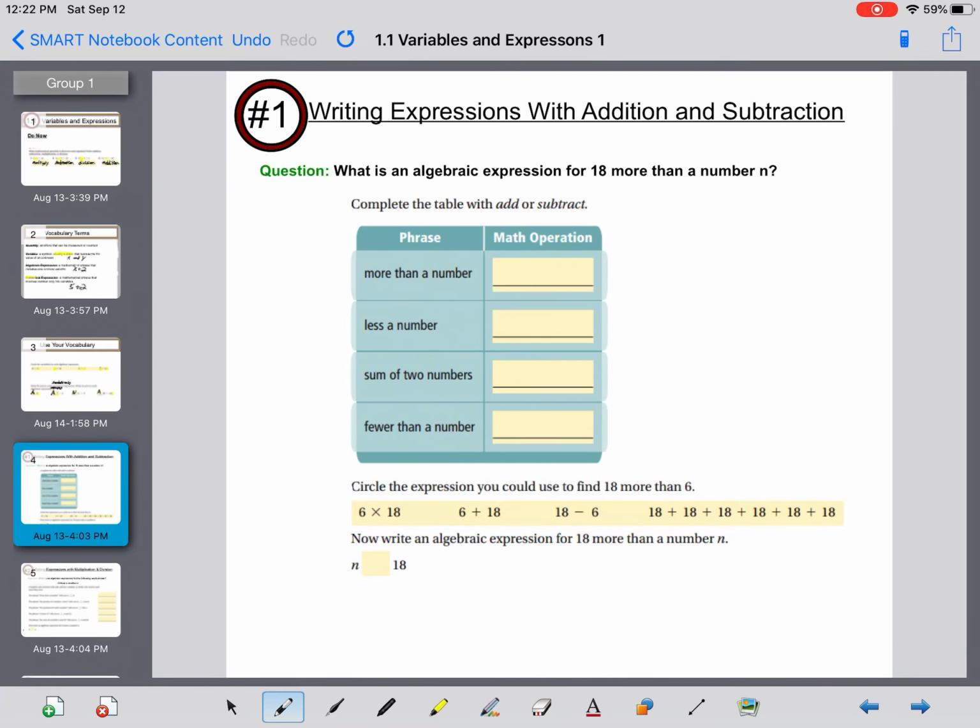Number 1, writing expressions with addition and subtraction. The question they're asking us at the top is, what is an algebraic expression for 18 more than a number n? So we need to figure out what those mean. Complete the table with add or subtract. The phrase more than means to add. Less a number means you're getting smaller, that is subtract.